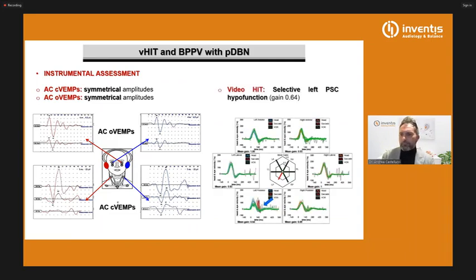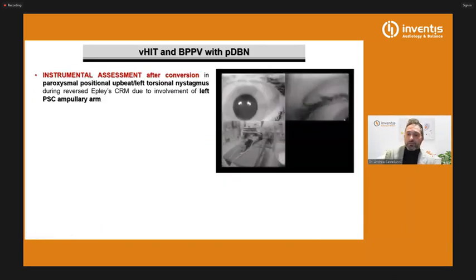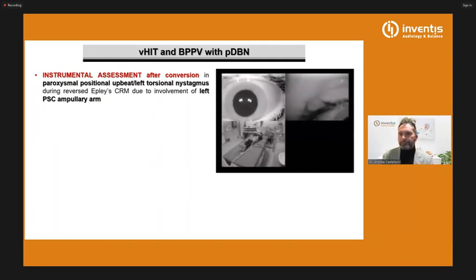Everything is fine. But if we measure the canal function in high frequency, we will find a slight reduction of the affected canal. You can see here that it's not that reduced as we have in the complete jam. There is a tiny reduction of the affected canal, but it's very, very evident because we also have these huge corrective saccades. And of course, after the repositioning maneuver, she converted in a typical BPPV of the posterior canal of the left side.